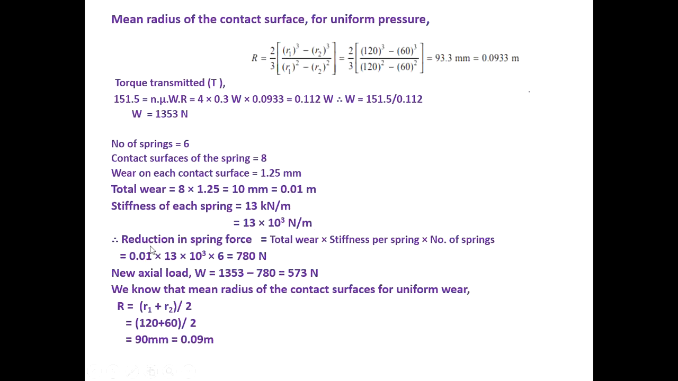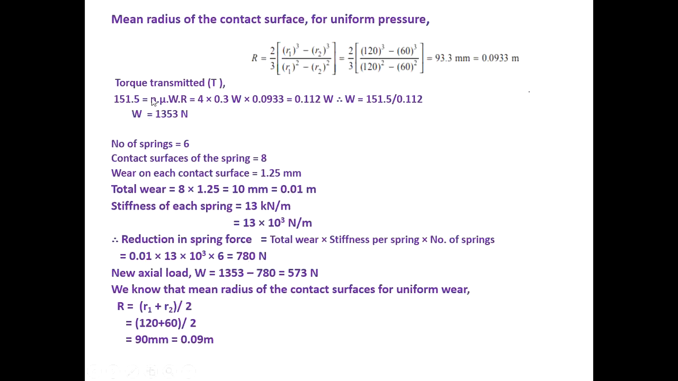Now how much the spring force reduces the total load is what we have to determine. The reduction in spring force is total wear into stiffness of the spring into number of springs. Total wear is 0.01, the stiffness of the spring is 13 into 10 power 3 Newton per meter, and the total number of springs is 6. By substituting this we get 780 Newton as the reduction in the spring force.